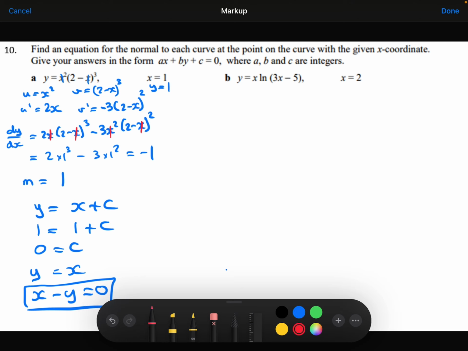Second question. Again, we've got a product of two functions. We've got the x being multiplied by the ln 3x minus 5. So product rule. X can be my u function. Ln of 3x minus 5 is going to be my v function.